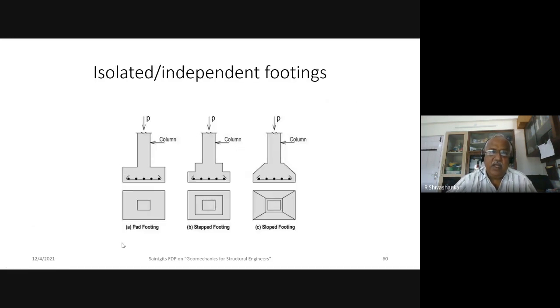So these are some of the independent isolated footings. We can have a footing of uniform thickness, a footing like this step, or a tapered footing. Geotechnical design requires that the base pressures, the contact pressures, should all be compressive. Settlement should be less than permissible limits. And also the depth of foundation.